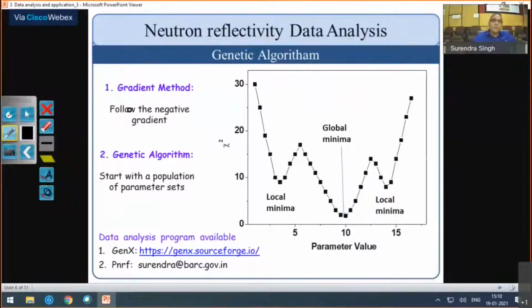For chi-square minimization, there are many methods. One is called the gradient method, where you take the gradient of chi-square with respect to the parameter and follow the negative gradient. That means if you have a guess value over here for that parameter and you calculate chi-square, it comes like this, then you take the gradient and follow this path, and you will achieve some minimum chi-square.